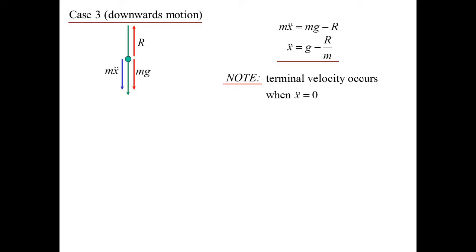Now when it comes to downwards, we have this thing called terminal velocity. Another way of thinking about it is limiting velocity. So what happens as time approaches infinity? And one of the ways we could actually solve it is when the acceleration is equal to zero.